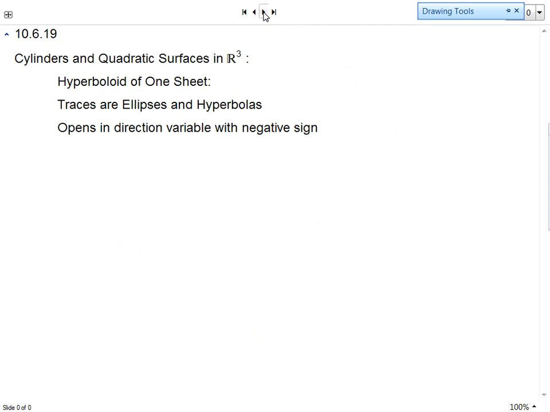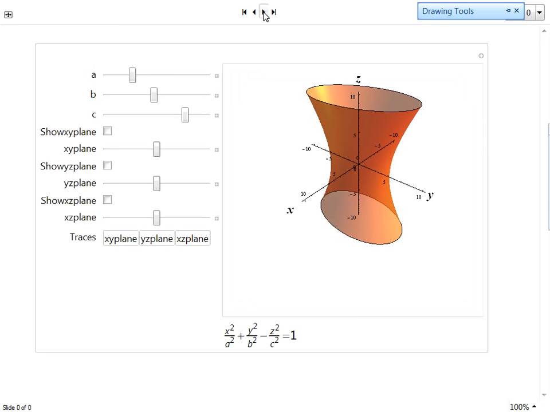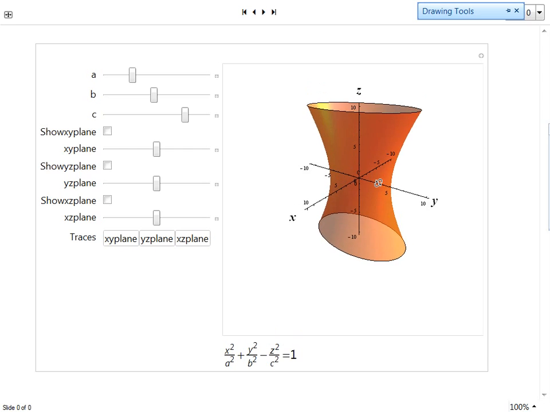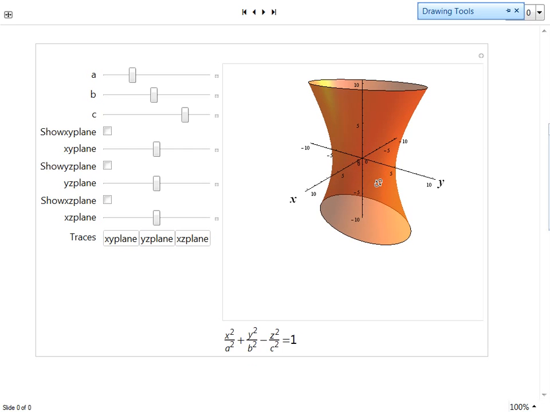Okay, we're almost done. A hyperboloid of one sheet. Traces are ellipses and hyperbolas. Cut it in half, it kind of looks like a nuclear reactor, doesn't it? Don't they have those? It's kind of the shape that they use for that. There might be something about how strong this shape is. I don't know. You look into it. Look at the equation.